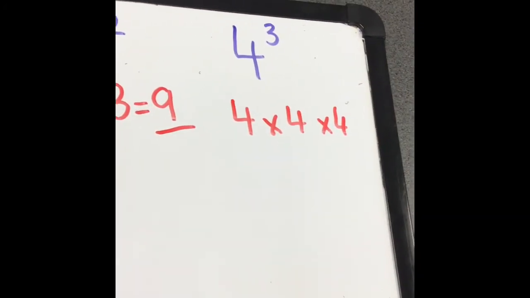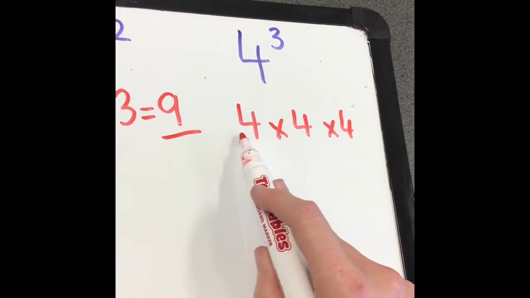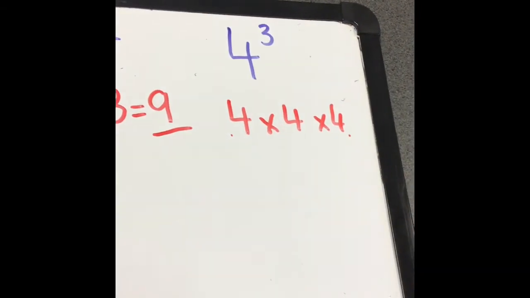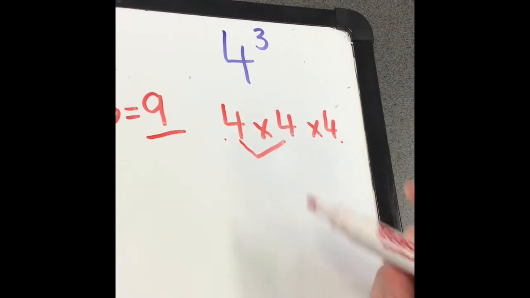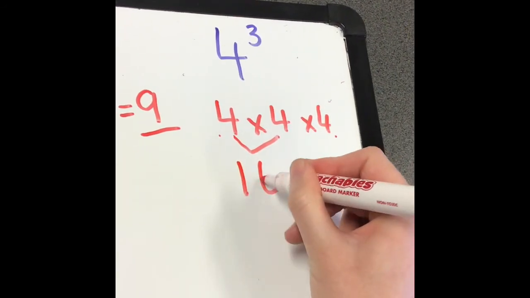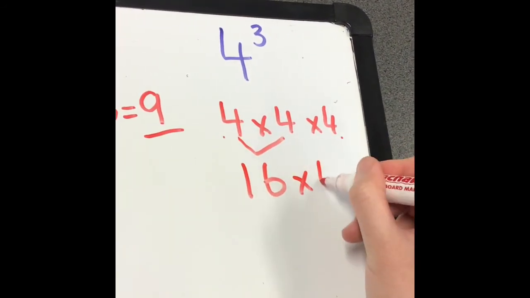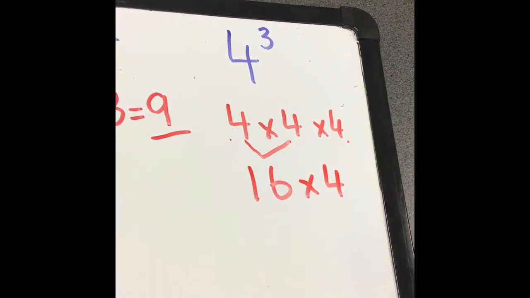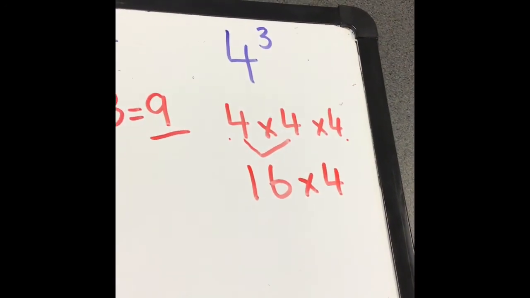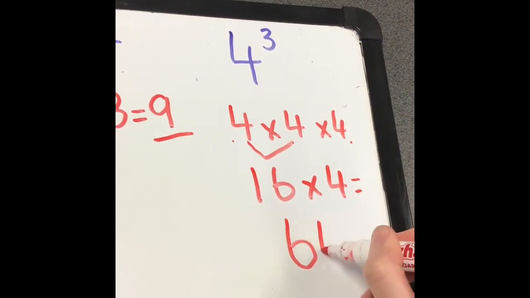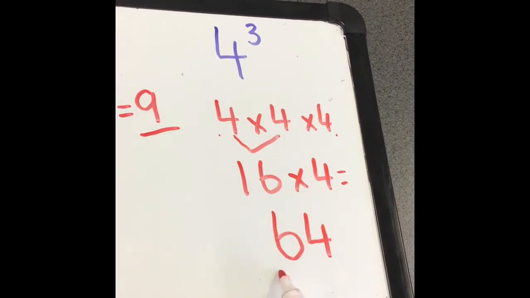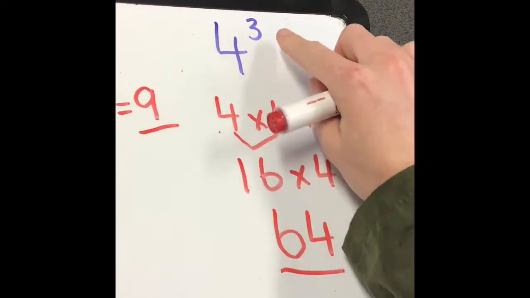Now, make sure you're remembering your order of operations. You start from left to right when you have multiplication. So let's do this one first. 4 times 4 is 16, and then we're going to multiply it by the other 4. 16 times 4 is 64. And that is your answer to 4 to the power of 3.